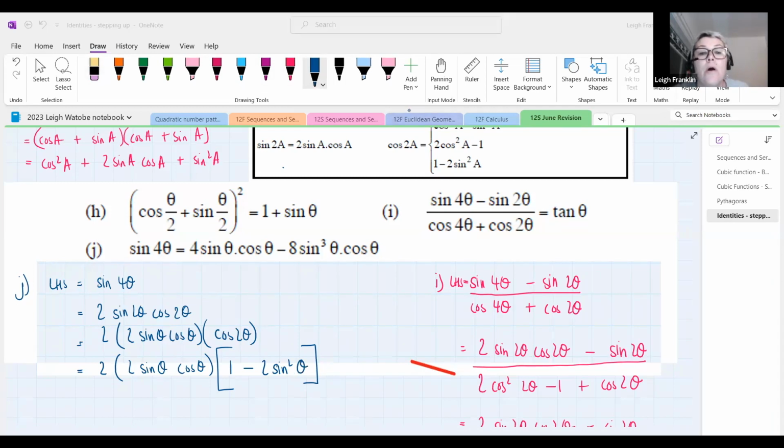Check the rules. Okay, Lesedi, these are all just your double angles. So we've written sine 2 theta as 2 sine theta cos theta. We've written cos 2 theta as 1 minus 2 sine squared theta.